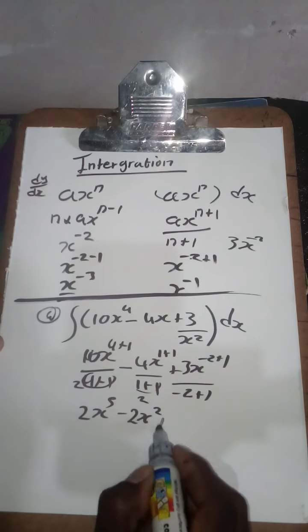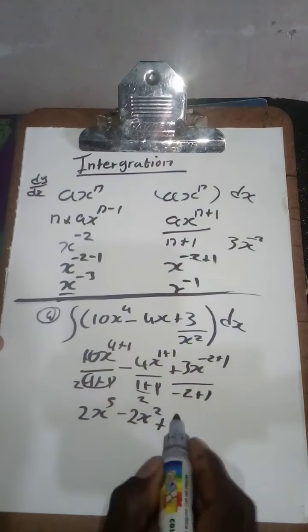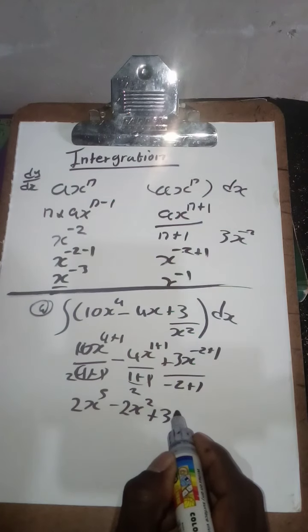Okay, plus. So here, let's say we have 3x here. Okay, we have 3x.